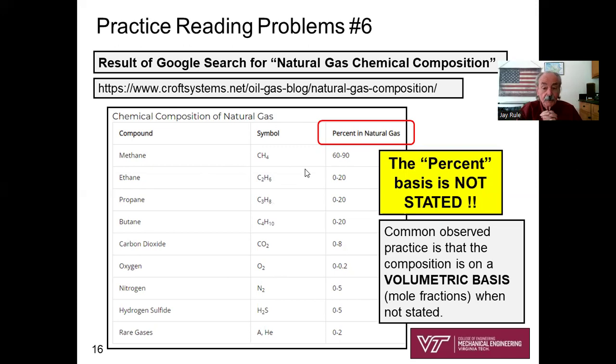So let me just give you a little practical advice. When you're doing a Google search for gas mixtures, and the percent is given but the basis is not stated, commonly that means a volumetric basis analysis, or in other words, these would be mole fraction ranges. So anyway, that's just a little side trip for when you're doing Google searches on chemical compositions of various gaseous mixtures. Be prepared for that.